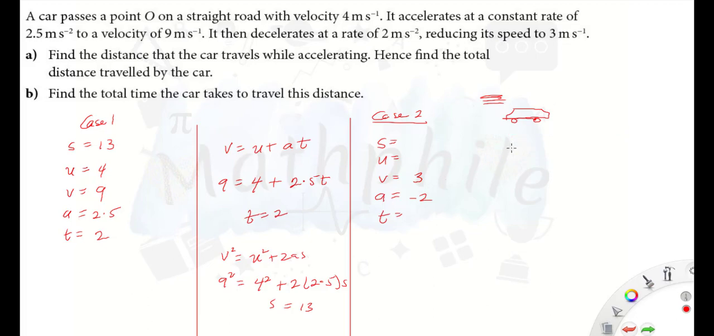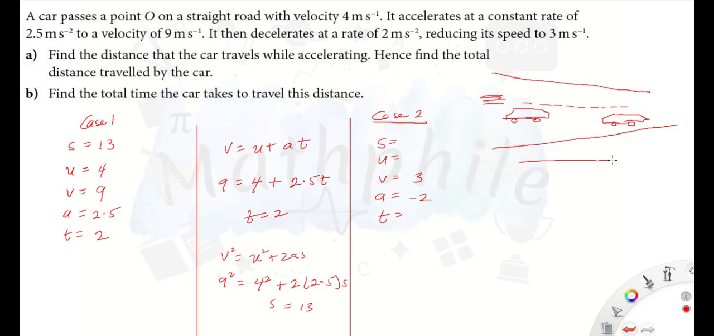Perspective over there is, the car was accelerating and it got to the side. Then the same car started decelerating. So from this side to the side, this is the SUVAT over there. They traveled 13 meters, 13 meters.